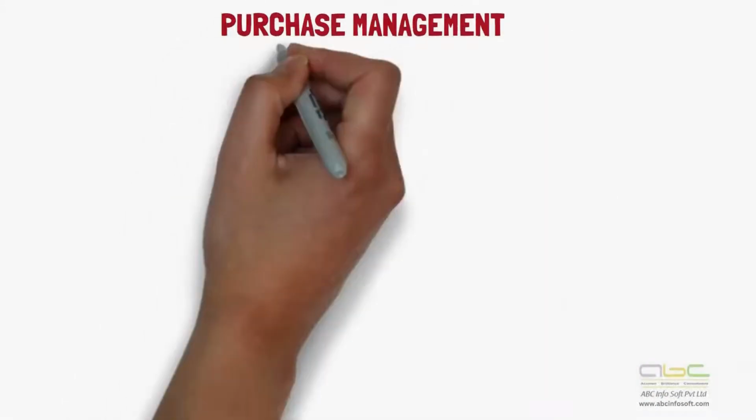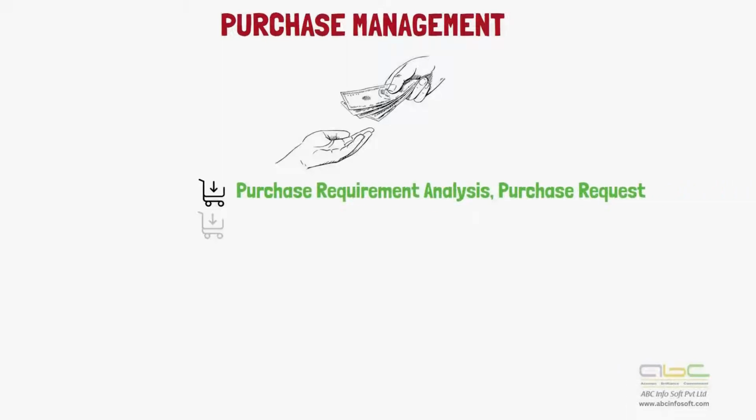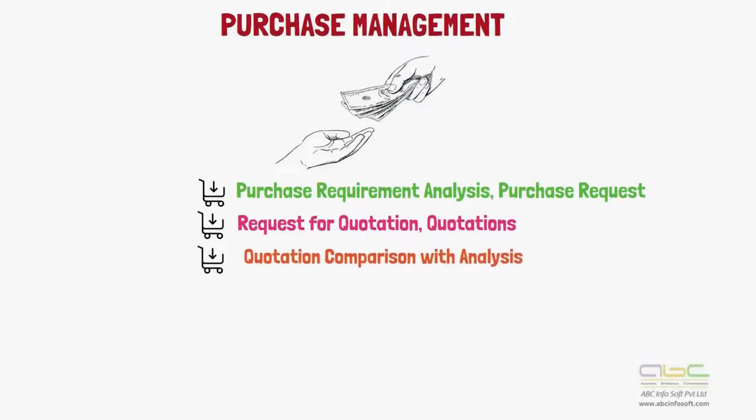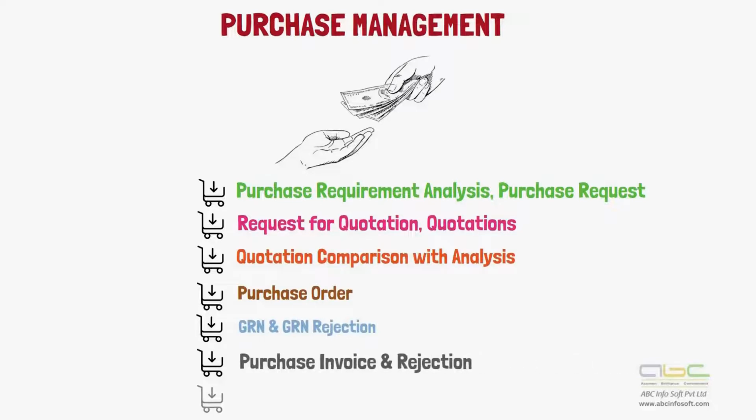Purchase management. Highlights. Purchase requirement analysis, purchase request. Request for quotation, quotations. Quotation comparison with analysis. Purchase order. GRN and GRN rejection. Purchase invoice and rejection. Vendor's payment, credit note, debit note.